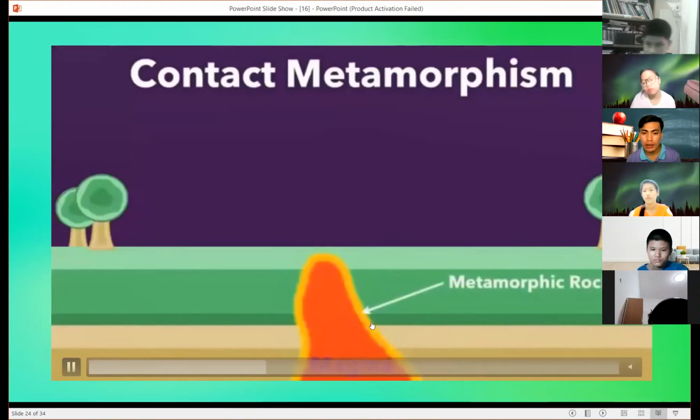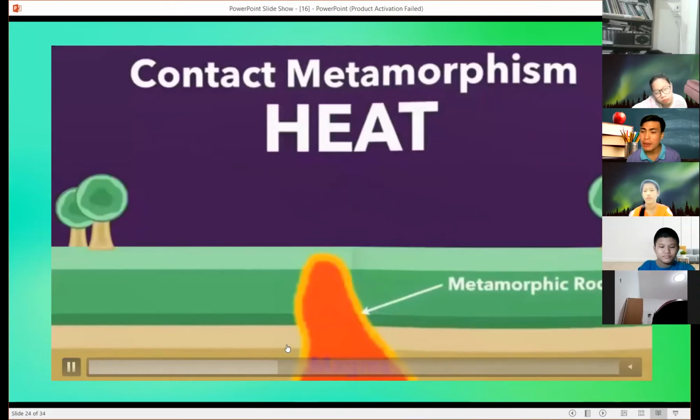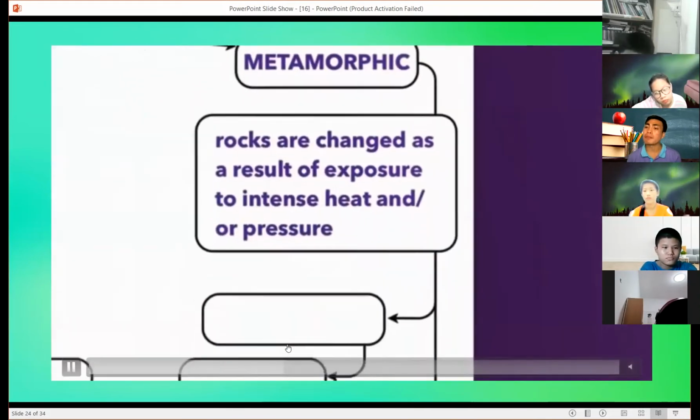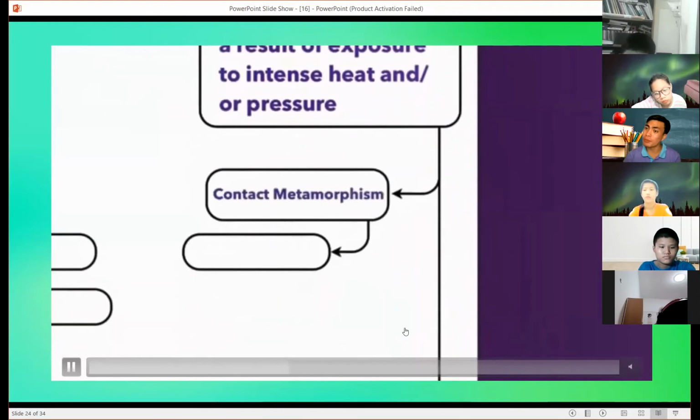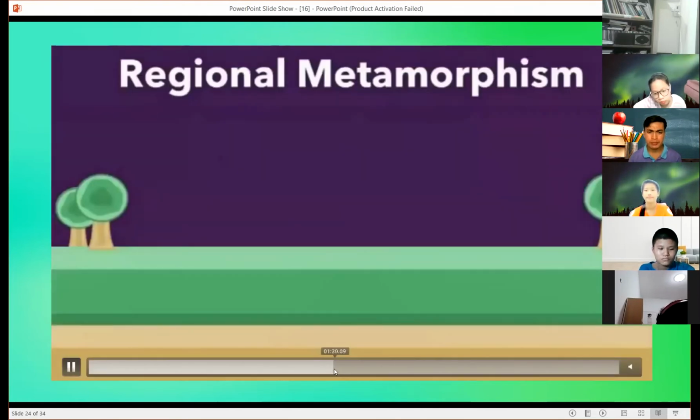The rocks that will be formed near the magma are very hot as well, but not super hot, because if it is super hot, it will become magma. So contact metamorphism is due to heat. We answered there the word heat. Now let's proceed to the next one about pressure.